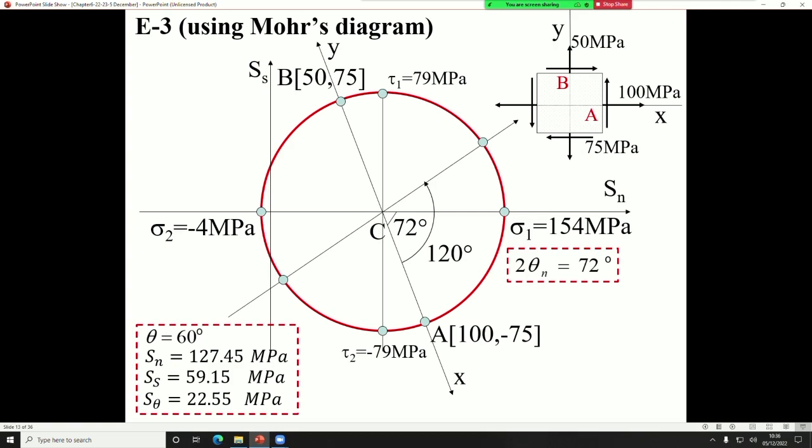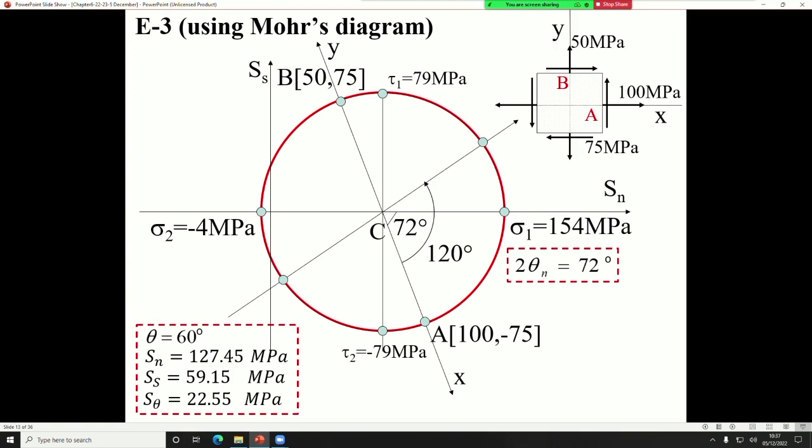Could you say it a bit? Which point on the diagram shows us the S theta? S theta, that is a good question. So we had Sn, S theta, and Ss. So when I rotated the element, on this side we had Sn and Ss, and on the top side, we have S theta and Ss.